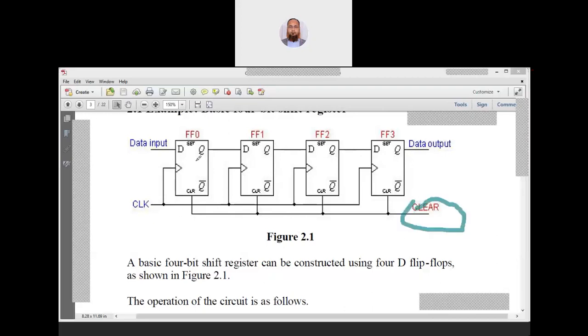So the output becomes clear. So 0 here, 0. This is 0. This is 0. This is 0. Like this all are 0 once we press the clear.